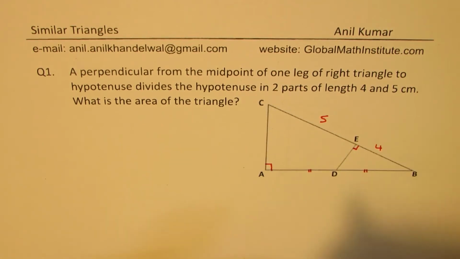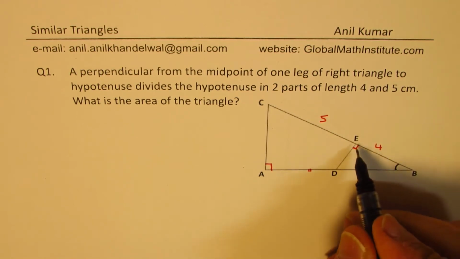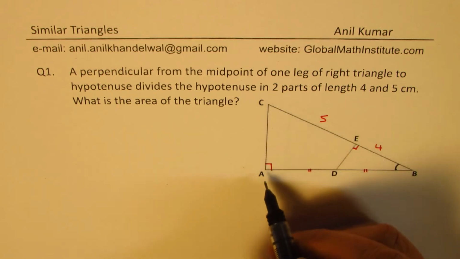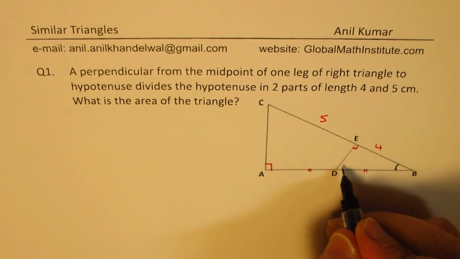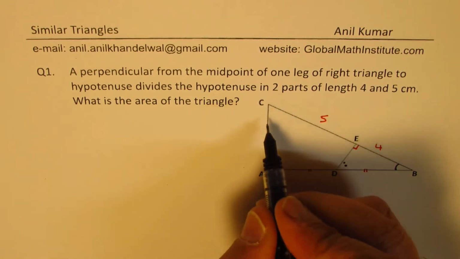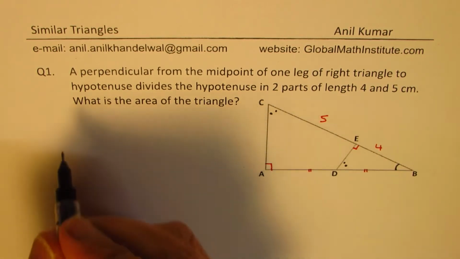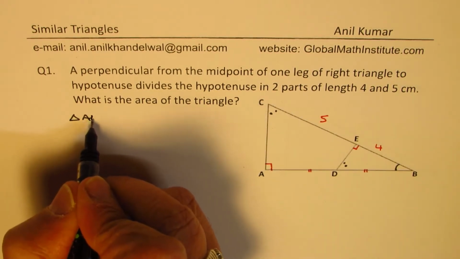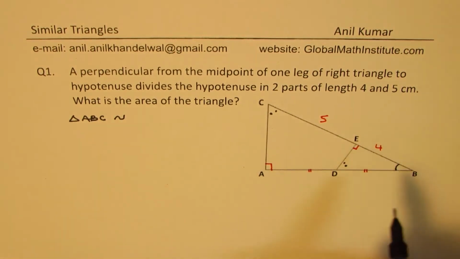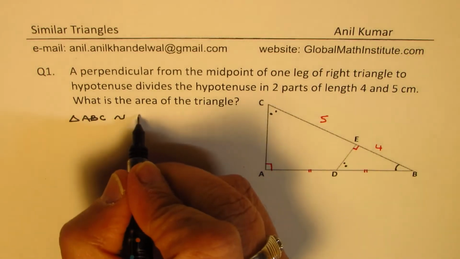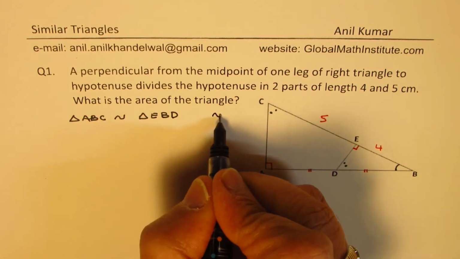How do we do that? Well, we'll look into similar triangles. This side is common to the small triangle and the big triangle. Since this is common and the other angle is 90, the third angle for both should be equal. So we know that the big triangle, which is triangle ABC, is similar to triangle EBD, from the angle property.